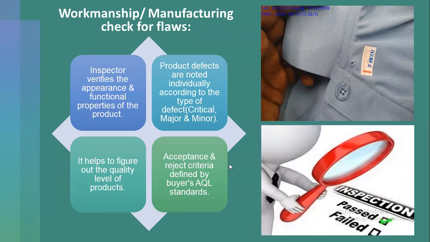Next is workmanship check. So the inspector will verify the appearance and functional properties of the product. Product defects are noted individually according to their type and severity. So that is critical, major and minor. It helps to figure out the quality level of the product. Acceptance and reject criteria are defined by the buyer's AQL standard. So based on this, we will ensure whether the workmanship for that quantity is pass or fail.